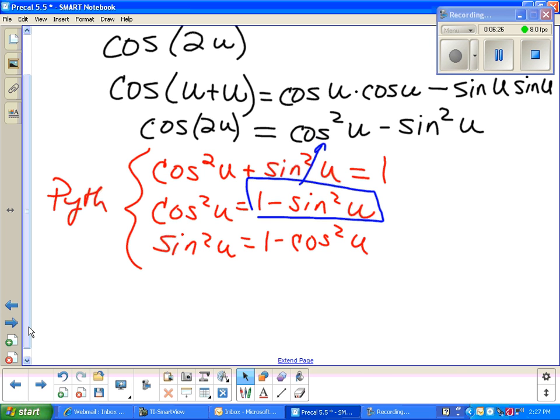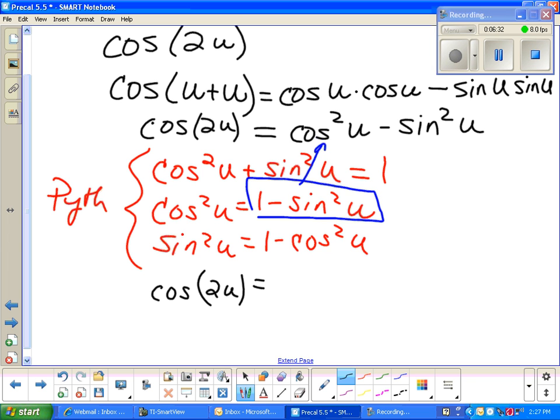When I put that in for cosine squared u, I get that cosine 2u, sounds like a Valentine's or happy birthday. Cosine 2u, cosine, yeah, no.